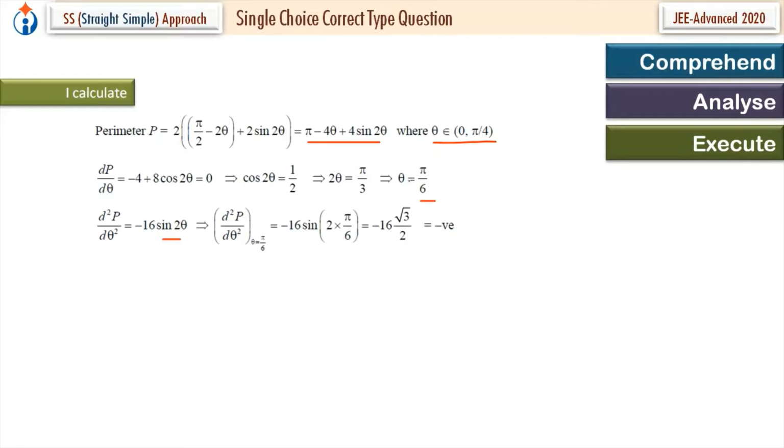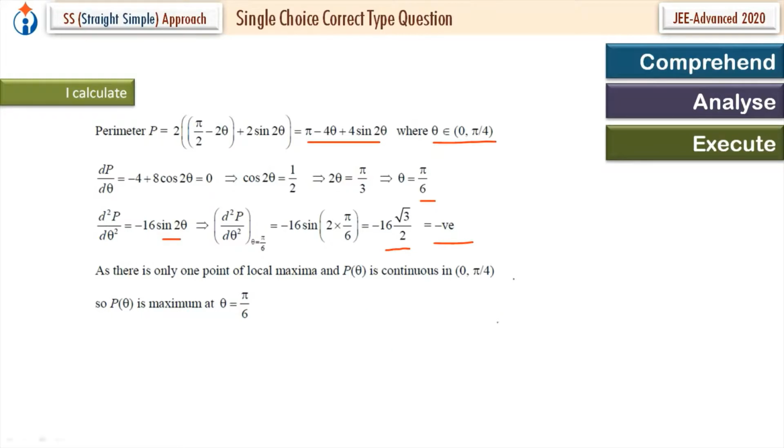Put the values at theta equal to pi by 6, we got minus 16 root 3 upon 2, negative. As there is only one point of local maximum at theta equal to pi by 6, there is only one local maximum of P theta. This function of theta is continuous in 0 to pi by 4. So only one local maximum and continuous P, the graph would be something like this. So this will be the maximum value in this range. So P theta is maximum at theta equal to pi by 6.